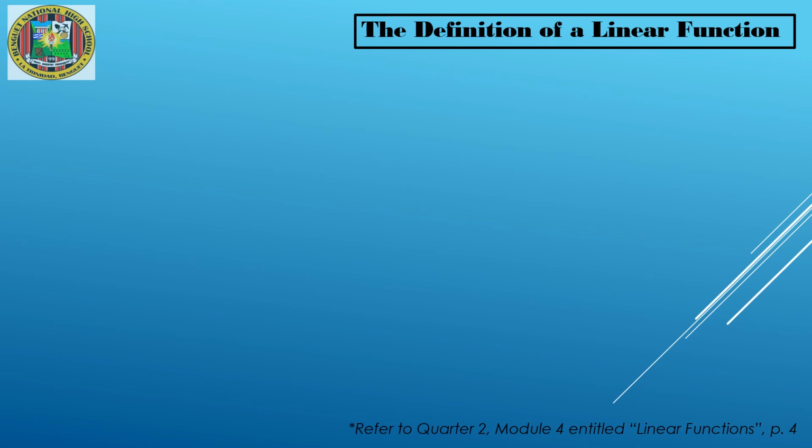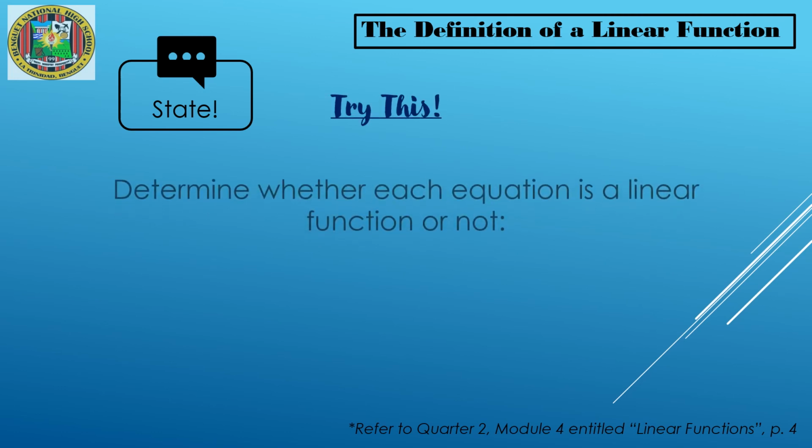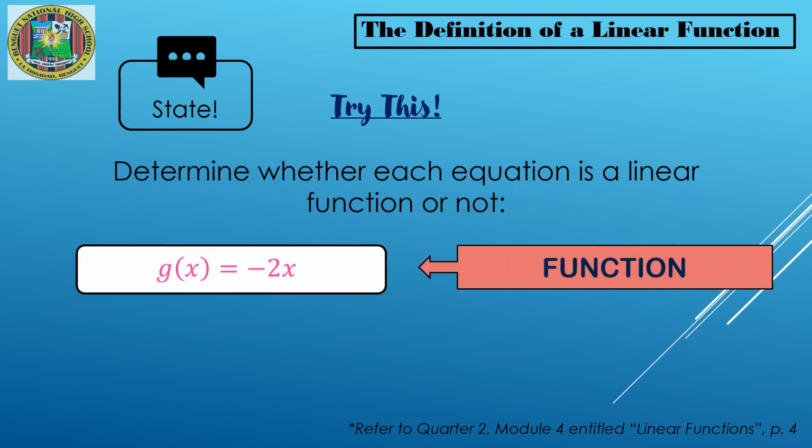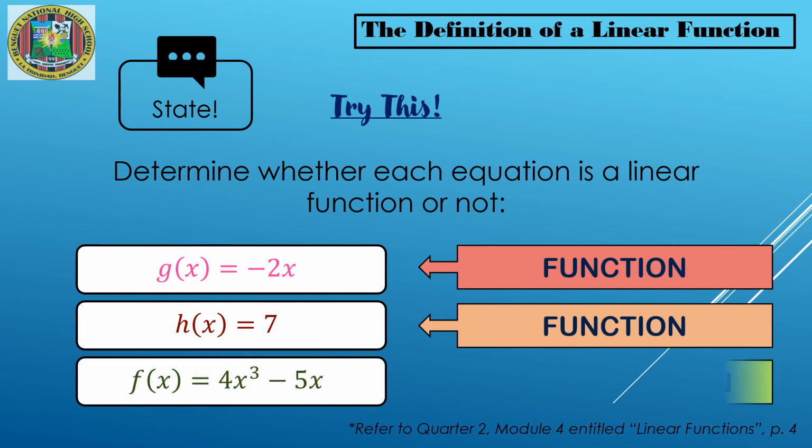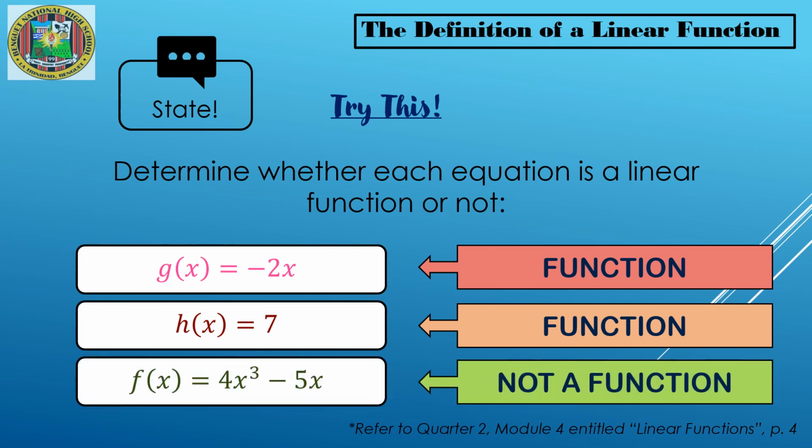Let us state our conclusions to our given problem. From our analysis, we found out that g(x) = -2x is a function. The equation h(x) = 7 is also a function. However, f(x) = 4x³ - 5x is not a function since one of the terms has an exponent for x which is greater than 1.